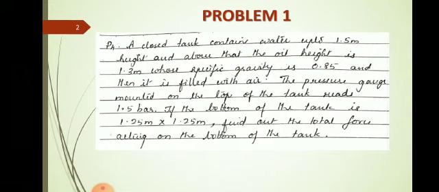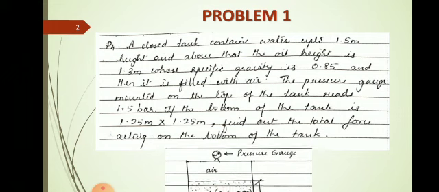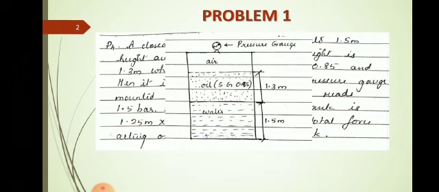A closed tank contains water up to 1.5 meter height and above that oil of height 1.3 meter whose specific gravity is 0.85, and then it is filled with air. The pressure gauge mounted on the top of the tank reads 1.5 bar. If the bottom of the tank is 1.25 meter by 1.25 meter, find out the total force acting on the bottom of the tank. So what is given?